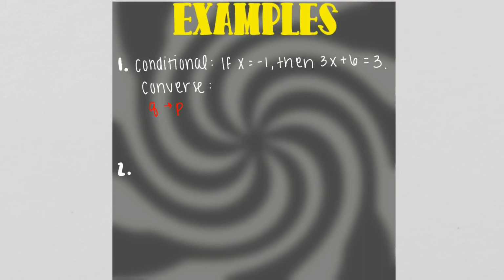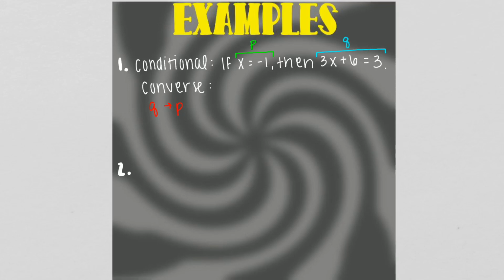So up in the top like we have been, we're going to identify the P and the Q of the conditional statement. So remember, for conditional, P comes right after the word if. So our hypothesis, or the P here, is x equals -1. And then the conclusion comes after the word then. So the conclusion, or Q here, is 3x plus 6 equals 3.